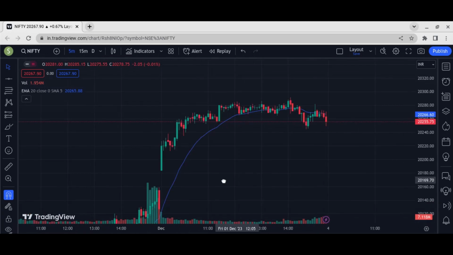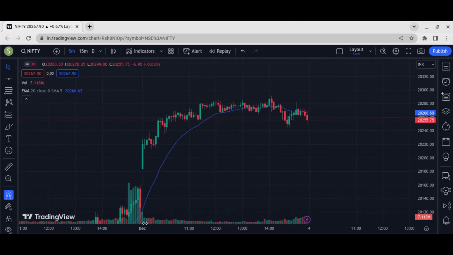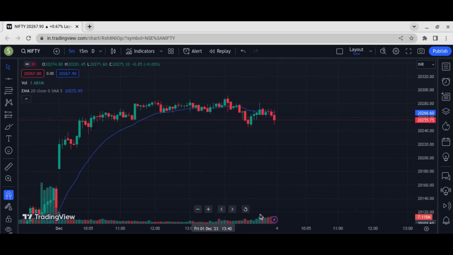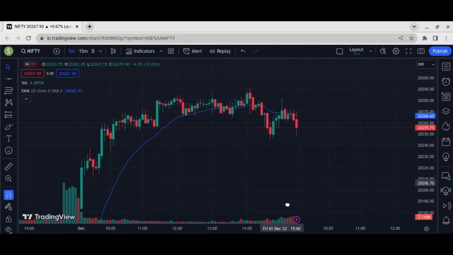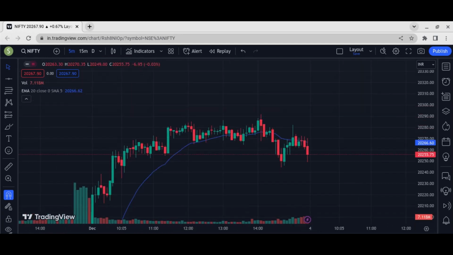Let's scroll to other days, that is December 1st. On December 1st, it is a consolidation day. If you see, the first crossover happened here. The moment it crossed over, we hit the stop loss. The moment you buy here, we hit the stop loss. So we are done for the day here.